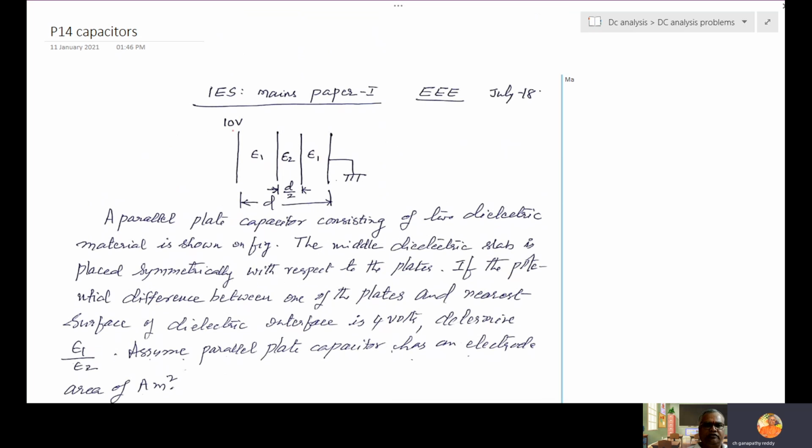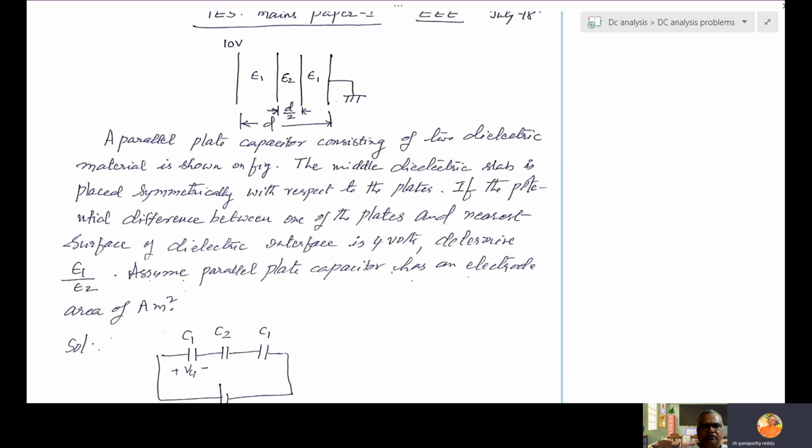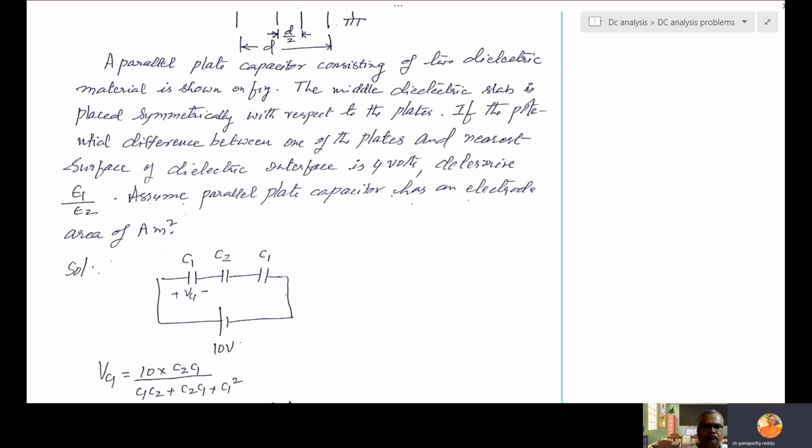What is the voltage applied? 10 volts. Epsilon 1, epsilon 2, epsilon 1. It is an equal distance from both sides, so the middle is d by 2. The total distance is d, and the remaining d by 4 and d by 4 become d by 2, with d by 2 in between. So this is how it is arranged. And at epsilon 1, the voltage is 4 volts. Determine epsilon 1 by epsilon 2.